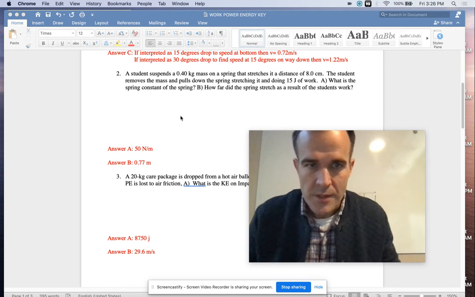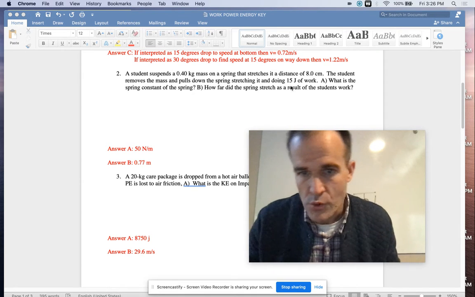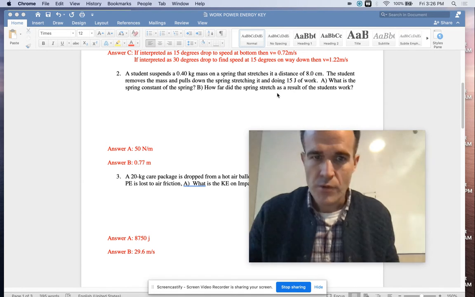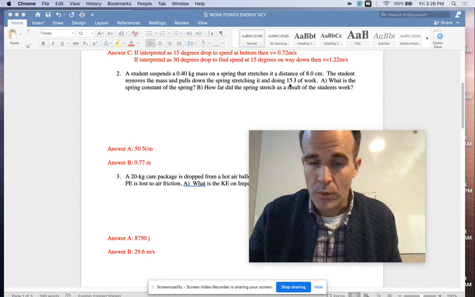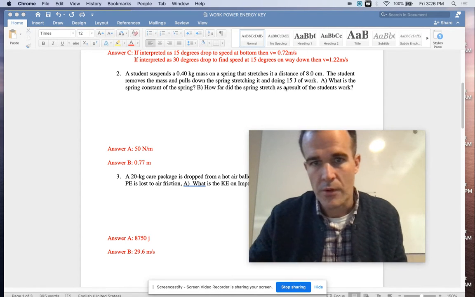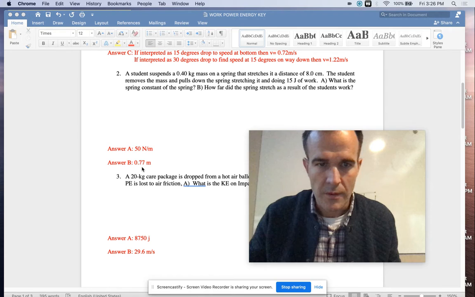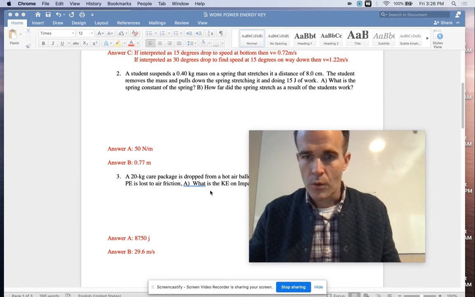And then it goes on and says somebody then does 15 joules of work. How far did they stretch it? So you just put that 15 equal to 1/2 kx squared with your new K value, and you should get that distance. Cool.